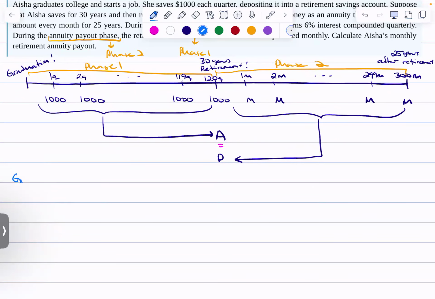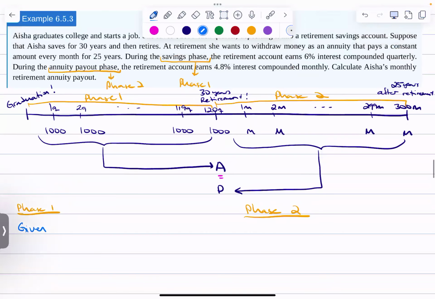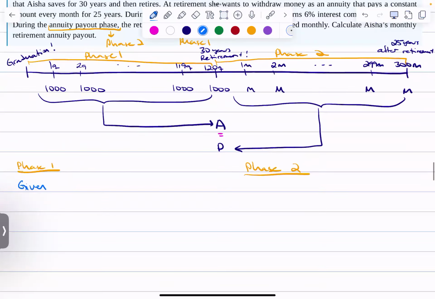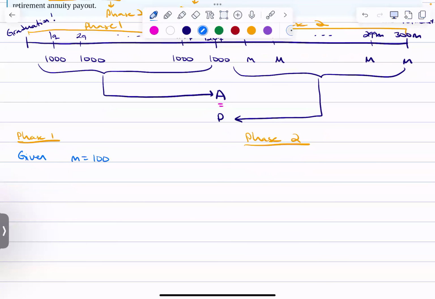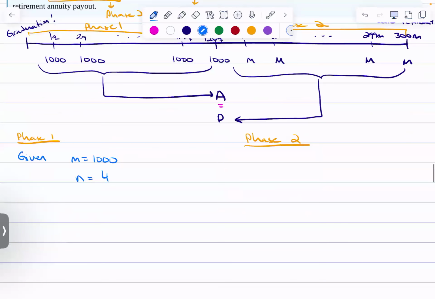What we're given for phase one. And then I'll do the same thing for phase two over here, and maybe I'll put them on the same line. We're given that she's going to save M is 1,000 every quarter, so N is 4 for the first part. And T is 30.